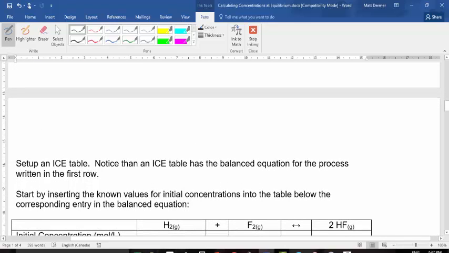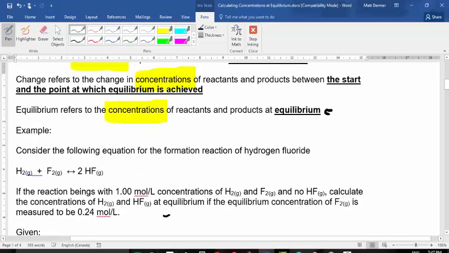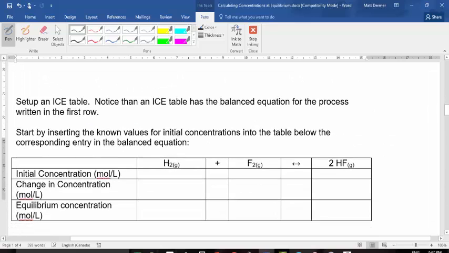Okay, so when we start off with our ICE table, the very first row will be our balanced chemical equation, and I dedicate a column for every reactant and product. So I've got a column here for hydrogen, I've got a column here for fluorine, and then I've got a column here for hydrogen fluoride. As well, I have a row for my initial concentration, a row for my change in concentration, and a row for my equilibrium concentration. And when you're creating your own ICE tables, using the acronym I, C, and E is sufficient.